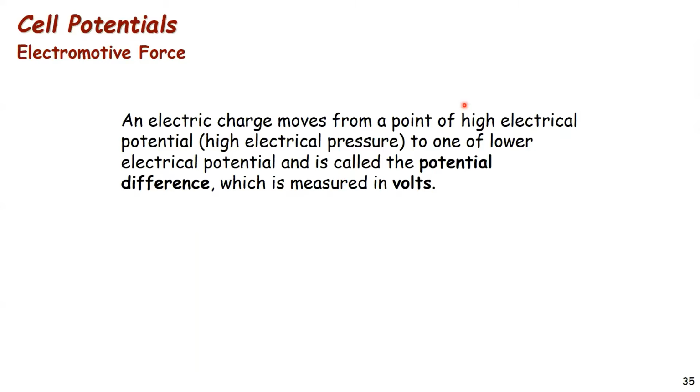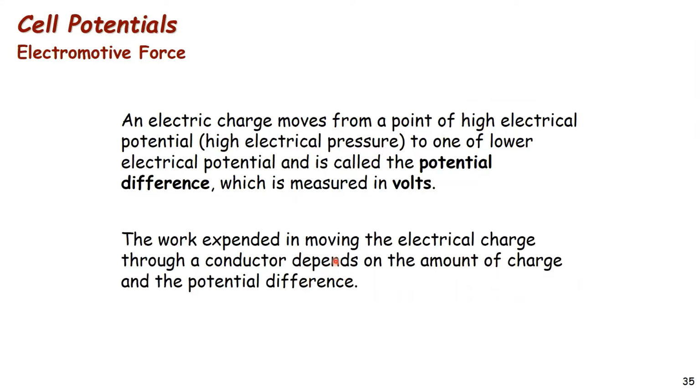The potential difference, which is measured again in volts, will become higher and higher as the potential between the oxidizing and reducing reactions becomes greater. Okay? So the work expended in moving the electrical charge through the conductor depends on the amount of charge and the electrical potential difference.